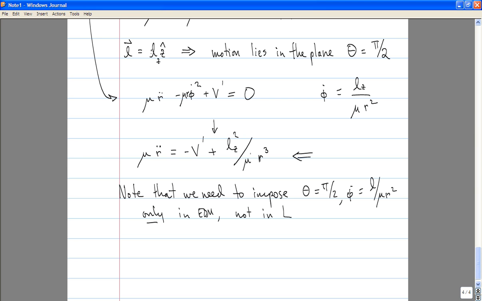So the constraint that phi dot is L over mu r squared comes from Noether's theorem. It's a conserved quantity, which is a constant of motion only on a solution to the equations of motion. So phi dot goes like 1 over r squared only for a solution to the equations of motion. But the equations of motion are found by varying the action. And when you vary the action, you consider small perturbations away from solutions to the equations of motion.